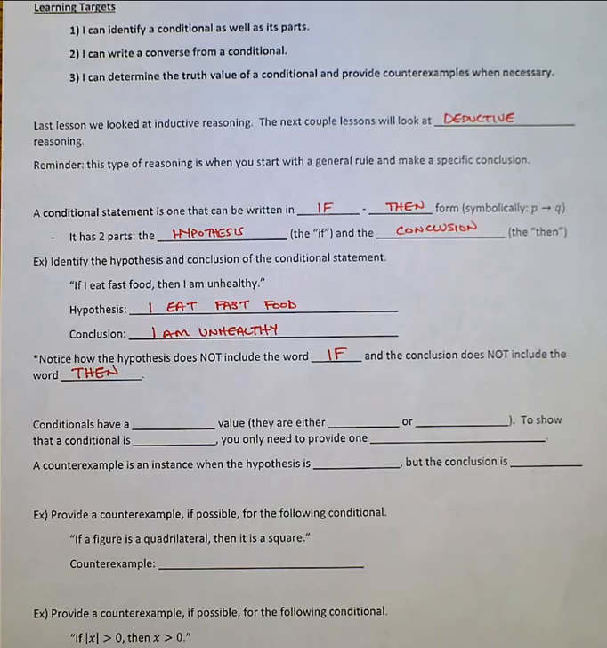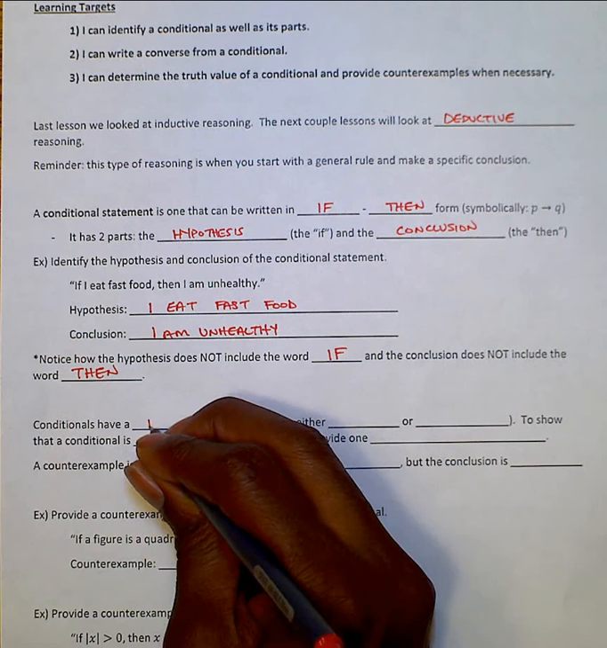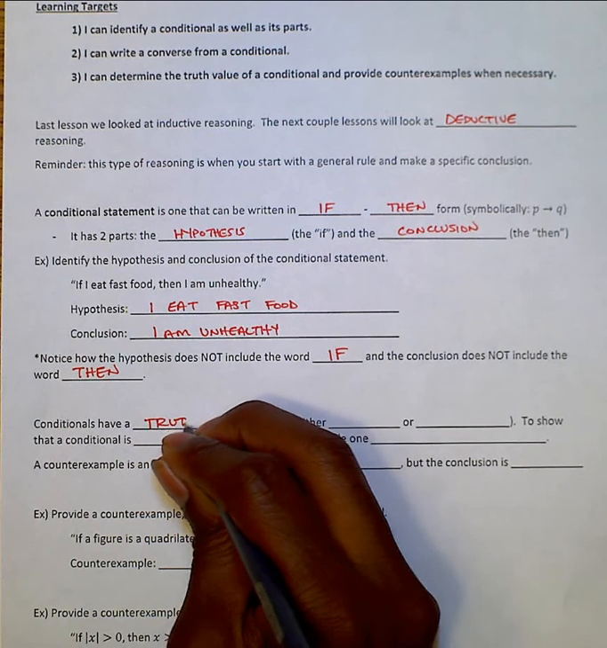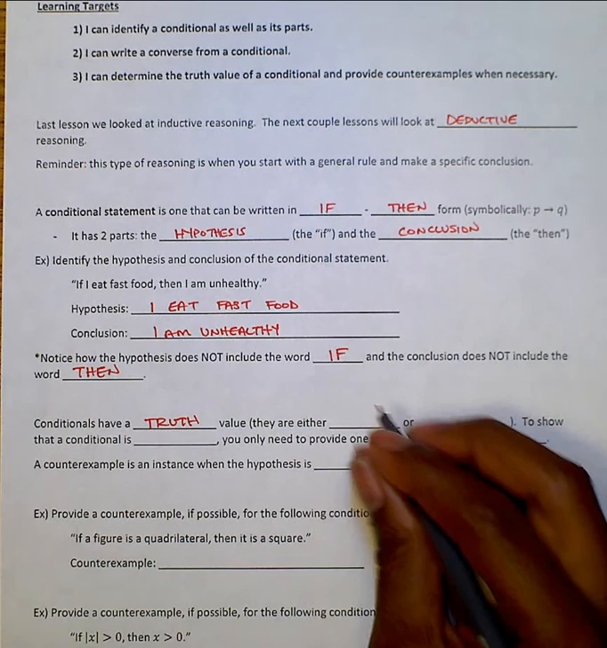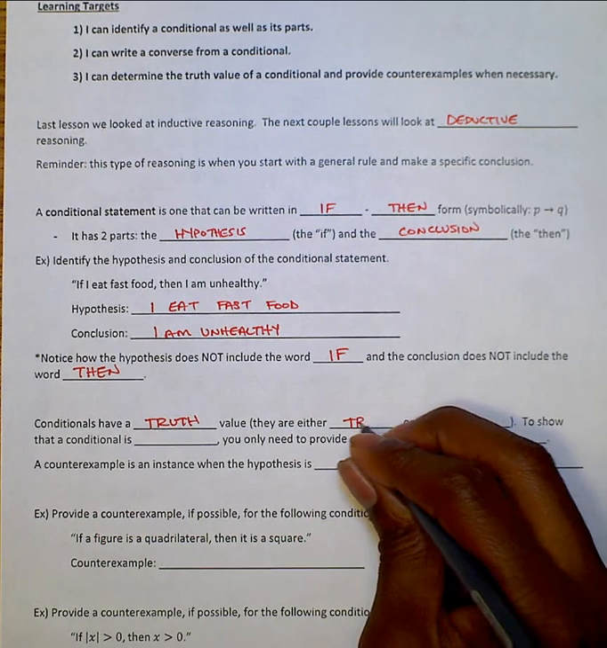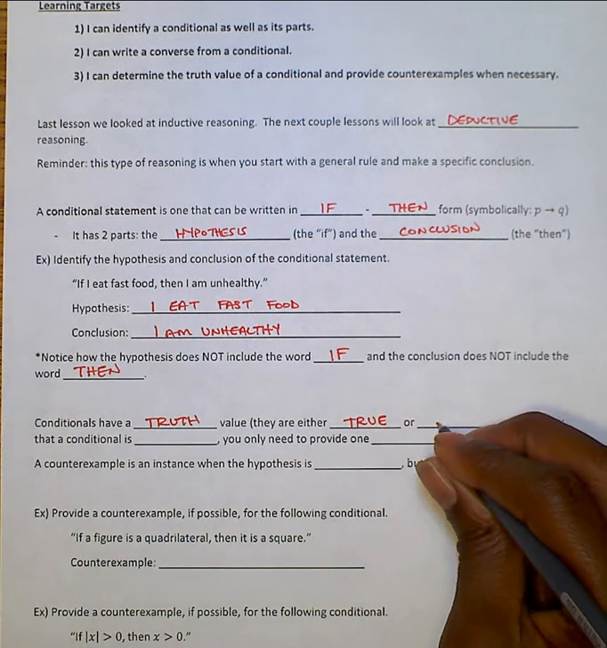This is not necessarily a true statement. This is just a conditional statement. It says, if I eat fast food, then I am unhealthy. Notice conditionals have a truth value. They are either true or false. Truth value is just another way to say that they're either true or false.